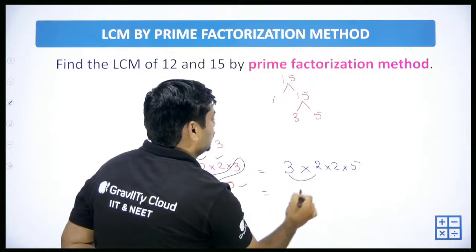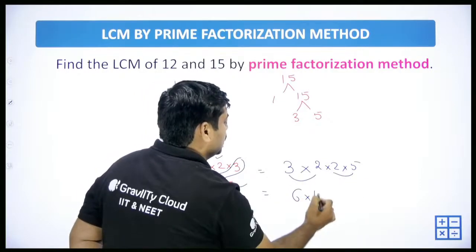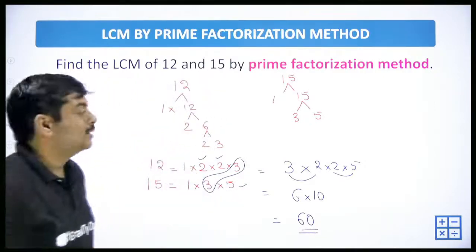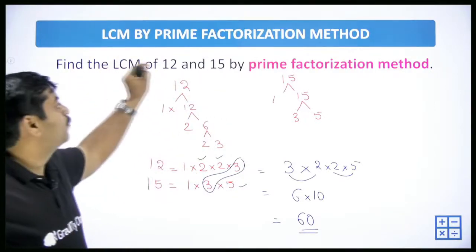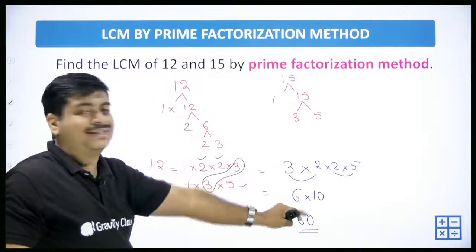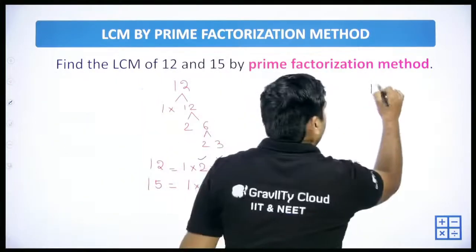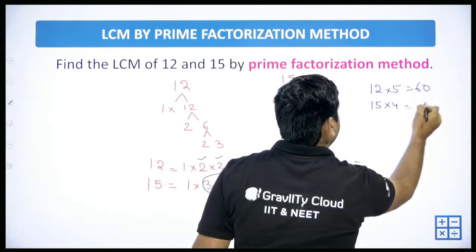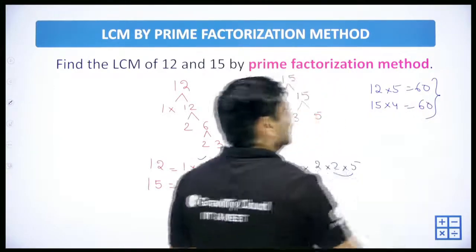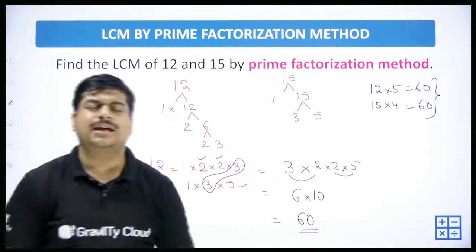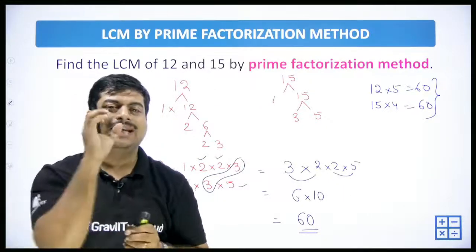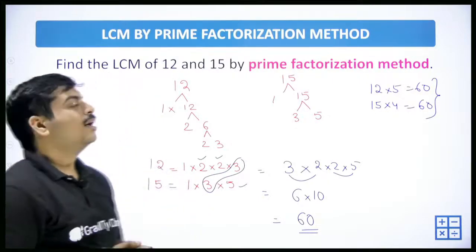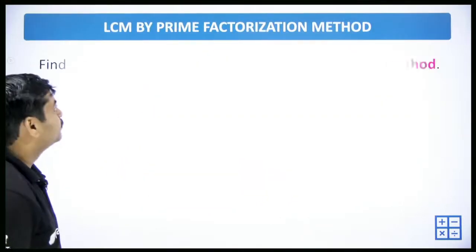Two 3s are 6, 6 into 5 is 30, and 30 into 2 is 60. So the least common multiple, LCM, of 12 and 15 is 60. 12 into 5 is 60 and 15 into 4 is 60. So 60 is a multiple of 12 and 15. There are more multiples as well, but the least of them is 60. Right. Let's move to the next one.